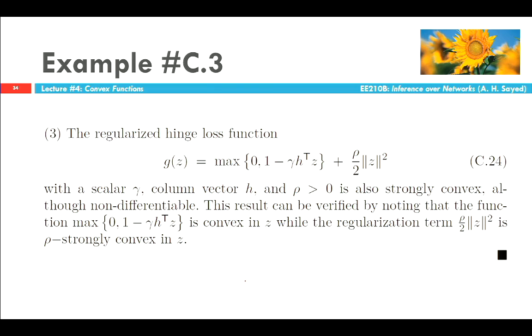So this cost function is rho strongly convex. How do you prove it? I cannot use the Hessian here because this is non-differentiable. If you plot that function, it is non-differentiable. However, this term alone is strongly convex. 0 is a convex function. This is a linear function in Z. A linear function is convex. The maximum of two convex functions is convex. So you have convex plus strongly convex. If you use this fact, you get that the result is strongly convex.